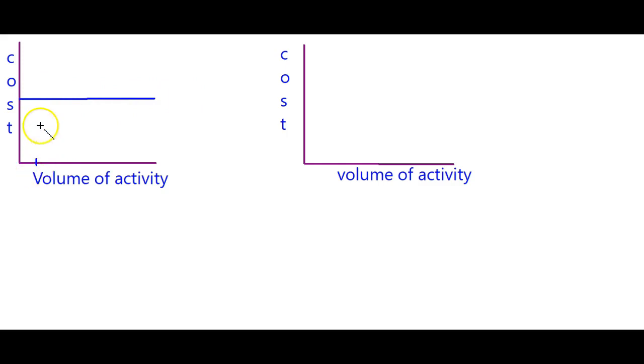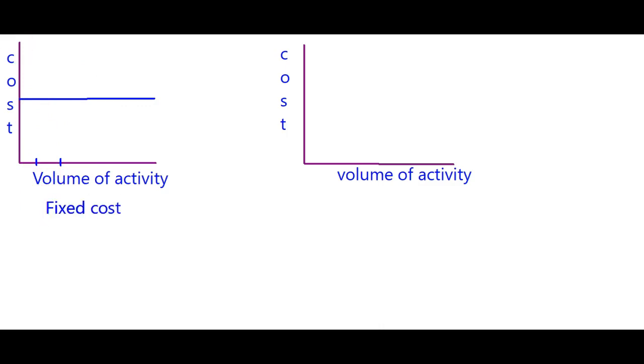If I live here for 1 year, this is my cost. If I live here for 2 years, this is still my cost. These are things that don't change regardless of my volume of activity. So we call that a fixed cost. This right here would be a fixed cost.